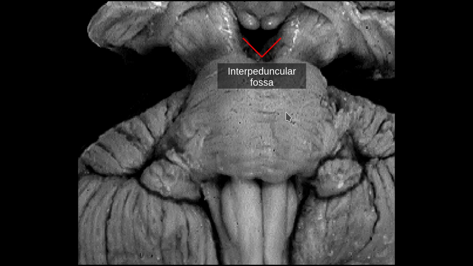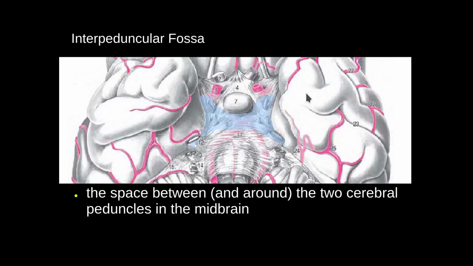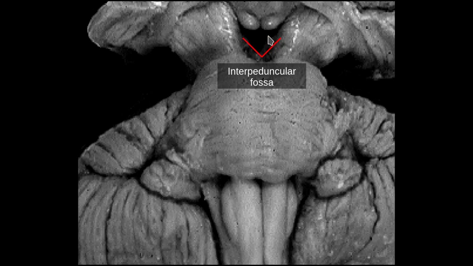Again, this picture has been zoomed up several times. So what you see in the actual specimen, that's the interpeduncular fossa, it's actually quite small. Okay, but why would we even mention it unless it was important? It's important because of structures that pass through here. So more on that later.